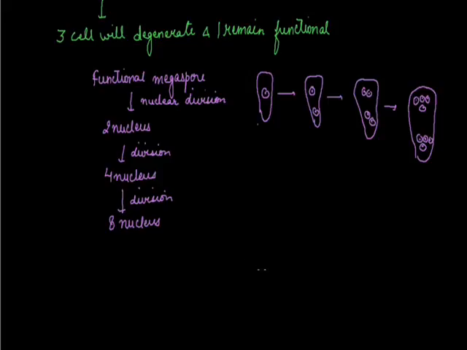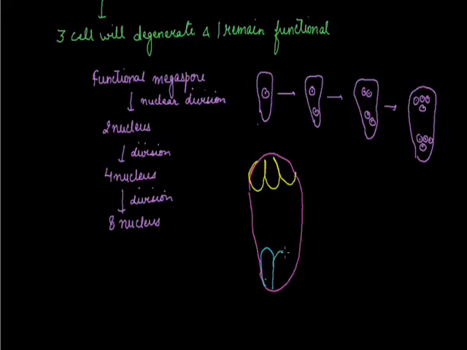They arrange themselves in a definite pattern: the antipodals are 3 cells, here are 2 synergids, here an egg cell, and in the center 2 polar nuclei. This is the structure that is formed.